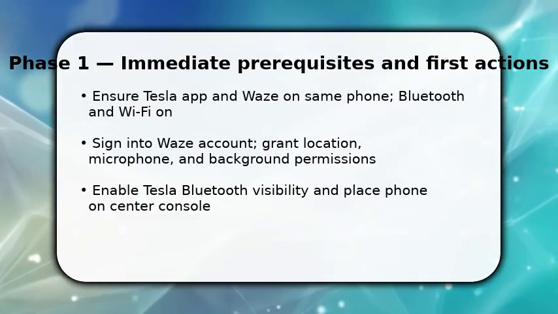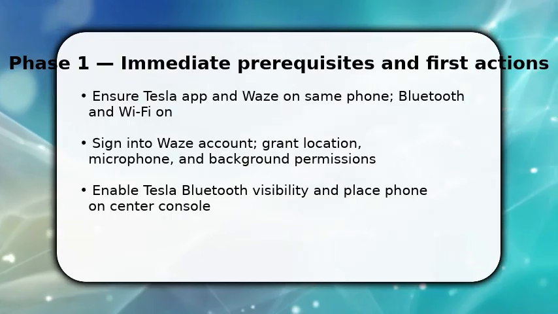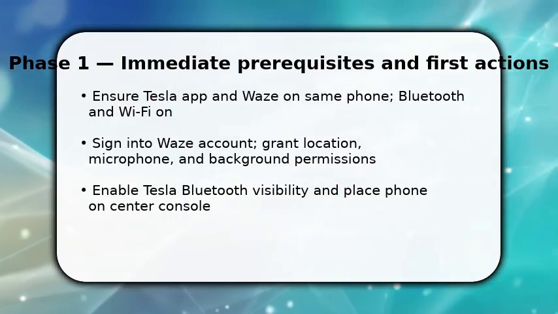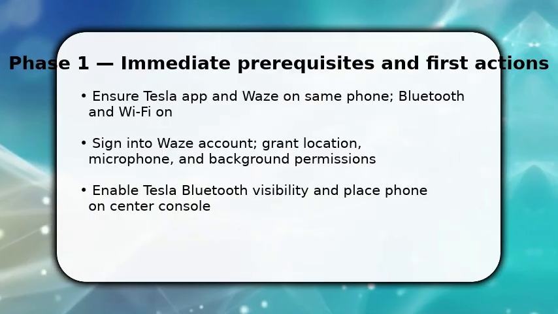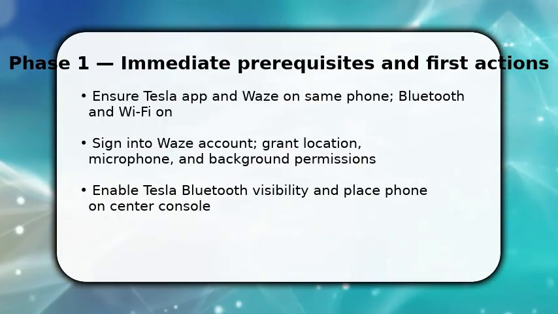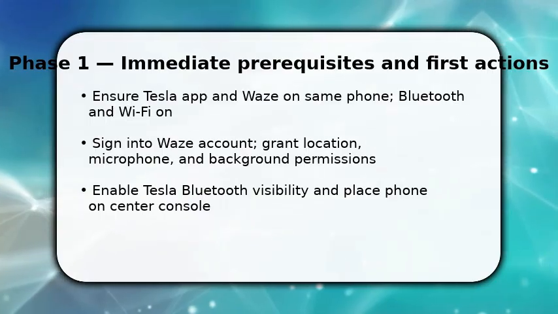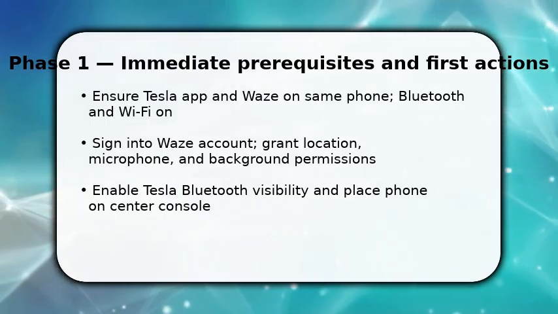You start by confirming prerequisites. Tesla app and Waze must be on the same phone, Bluetooth and Wi-Fi enabled, and Waze granted location and background permissions. Once done, unlock the car and open the Tesla Bluetooth menu on the car screen.